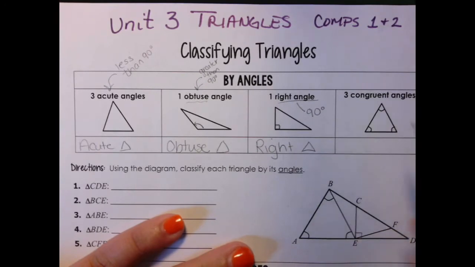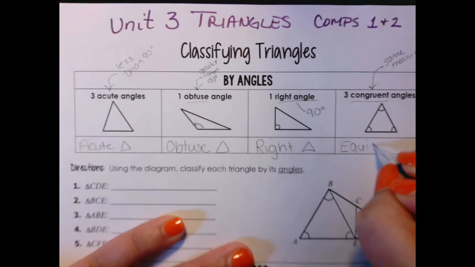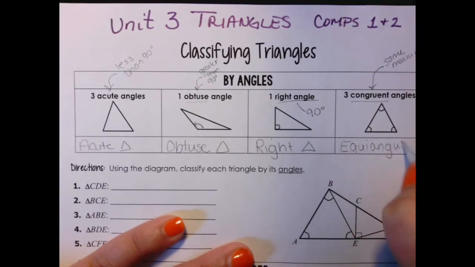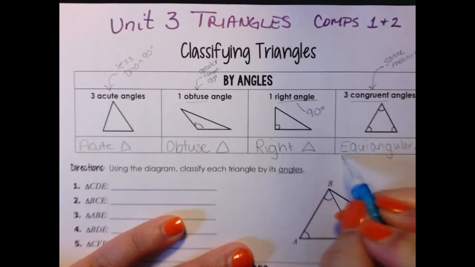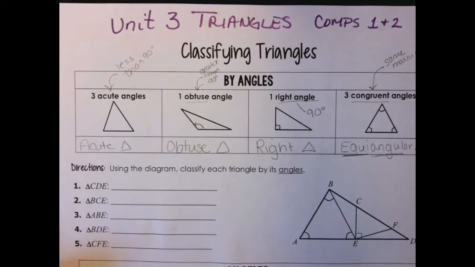And then lastly, if we have all 3 of our angles congruent, meaning the same measure, then this is going to be an equiangular triangle. Equiangular. Equi meaning equal, angular, all angles are equal. Okay? So for numbers 1 through 5, you're going to use the diagram to classify each triangle by its angles.